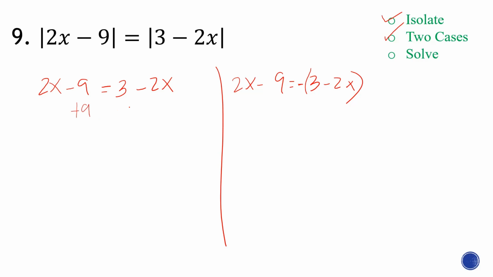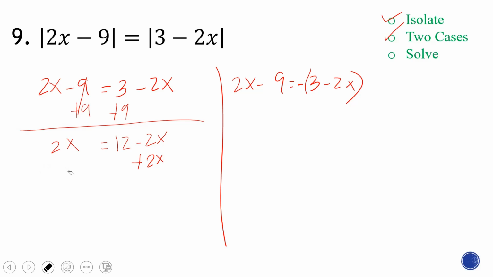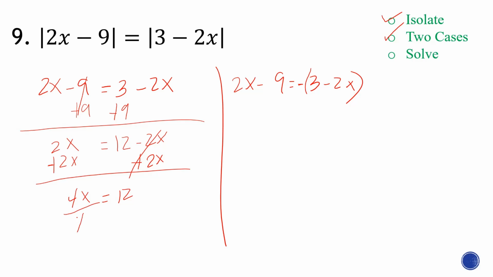First step, plus 9 on both sides. This is 12 minus 2x on the right side. Next, we need to combine the terms with the variables. So plus 2x, cross that out. This will be 12. 4x equals 12. Then finally divide by 4. x equals 3. Okay, let's answer the next one.